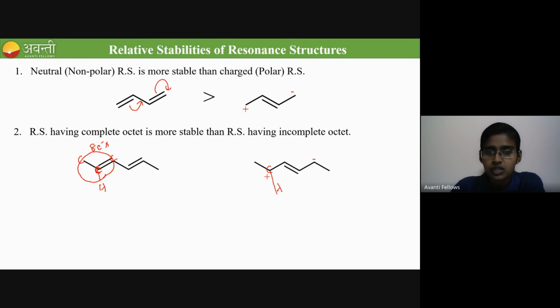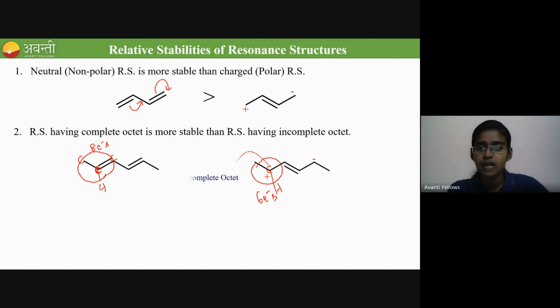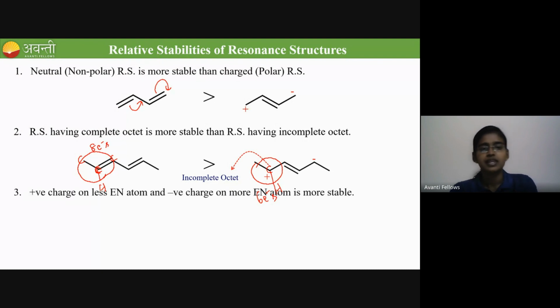Now around this carbon we have only 3 bonds, right? So 3 bonds means how many electrons? Only 6 electrons. Already while discussing the carbocation, I have told you that there will be only 6 electrons around the carbocation, right? So now it is not 8. So that particular carbon is having an incomplete octet configuration. Because of that incomplete octet configuration of the second compound, the first compound is more stable than the second.